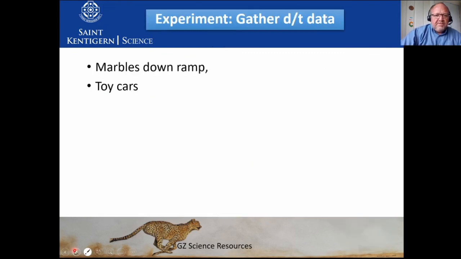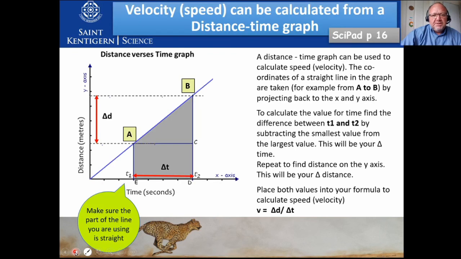Okay, so we would have loved to do some experiments with you where we roll marbles down a ramp or toy cars down a ramp, and then we collect the data. Unfortunately, we're just going to have to do some bookwork for now. So again, a distance time graph can be used to calculate the velocity. I've said this many times now: your distance over your time. Please read through this slide. I talked about T2 and T1, as in final time versus initial time, and how to do final distance versus initial distance.